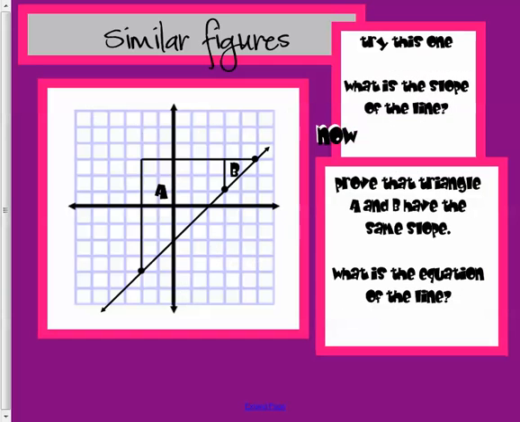Go ahead and try this one for me. Prove that it has the same slope and write the equation of the line. I'll be back in just a second to show you what I did.